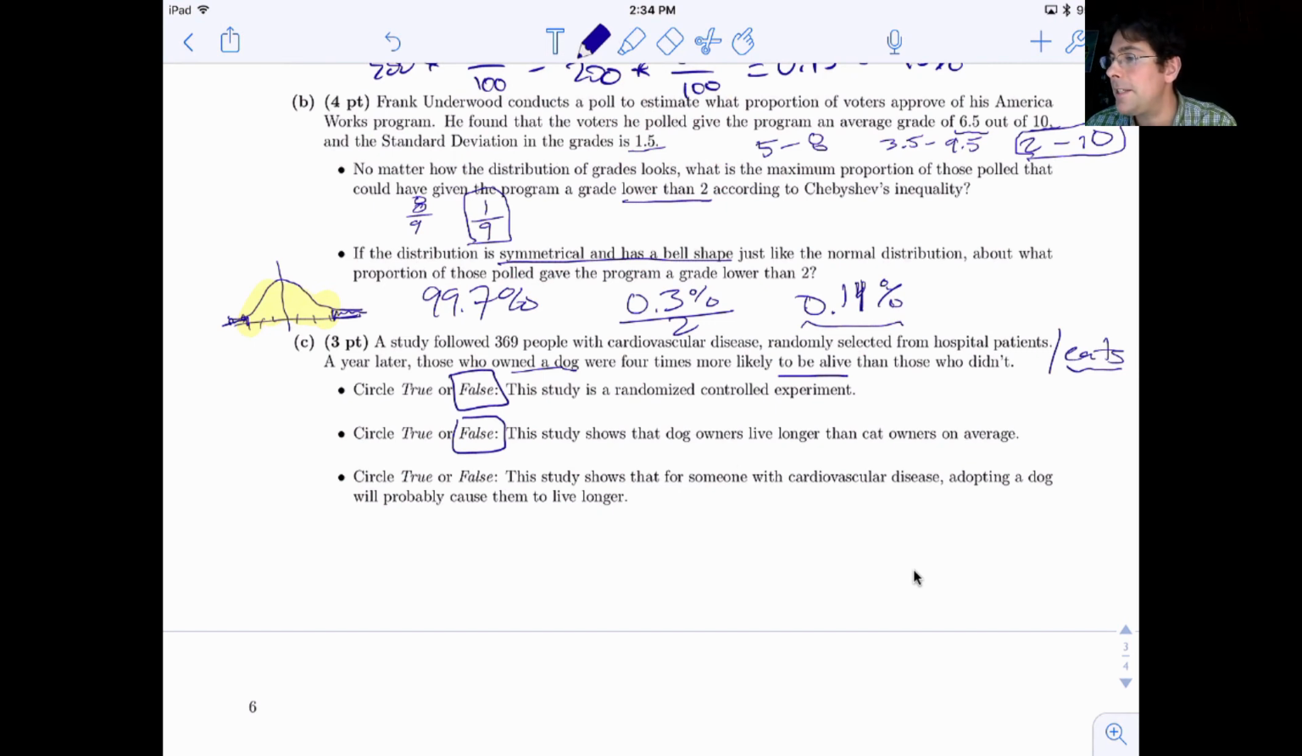And finally, this study shows that for someone with cardiovascular disease, adopting a dog will probably cause them to live longer. This measures an association among those who own a dog and those who do not, but associations do not imply causation. The answer is false here because adopting a dog will cause is a causal statement, and we have no evidence of causation here because we're not running a randomized controlled experiment.